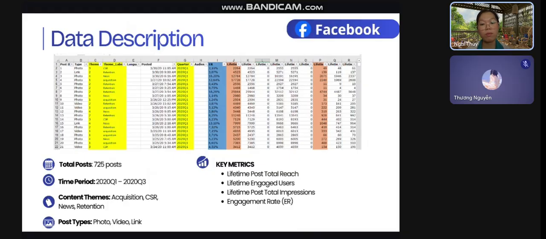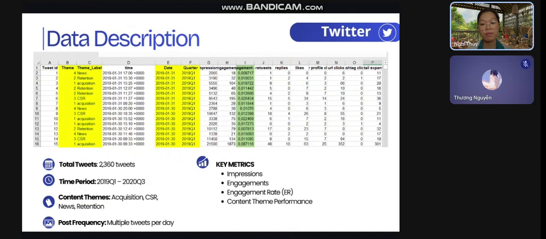Now let's move on to the Twitter dataset. The Twitter dataset contains 2,360 tweets covering the period from 2019 Q1 to 2020 Q3.